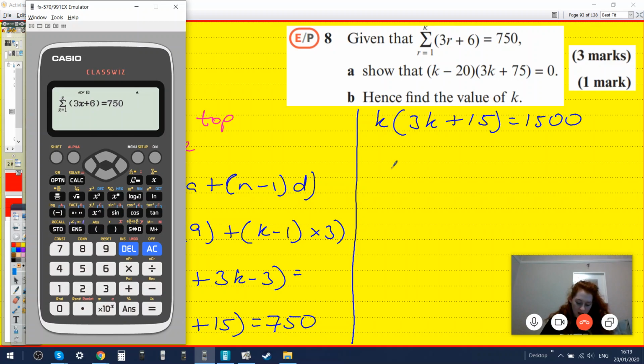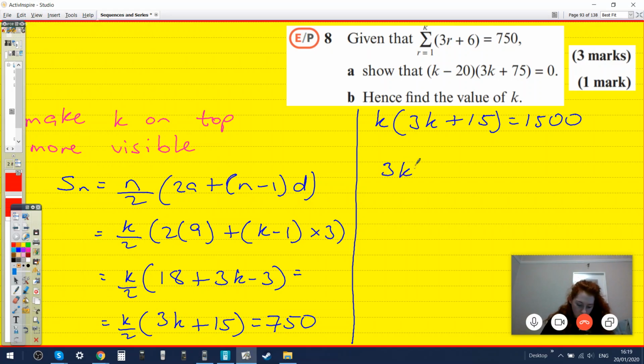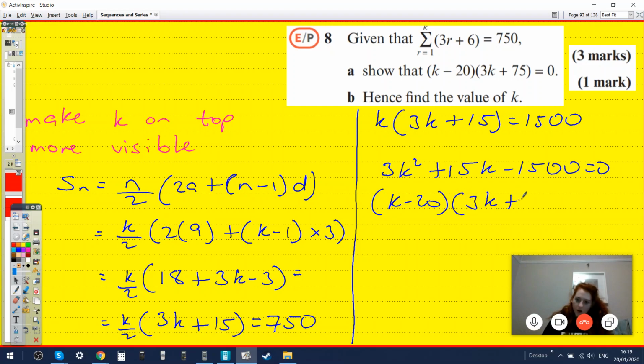And then, yeah, I get them brackets, I think. Okay, yeah. And so 3k squared plus 15k minus 1,500 equals 0. And I think at that stage, it's okay to just put it into the brackets.